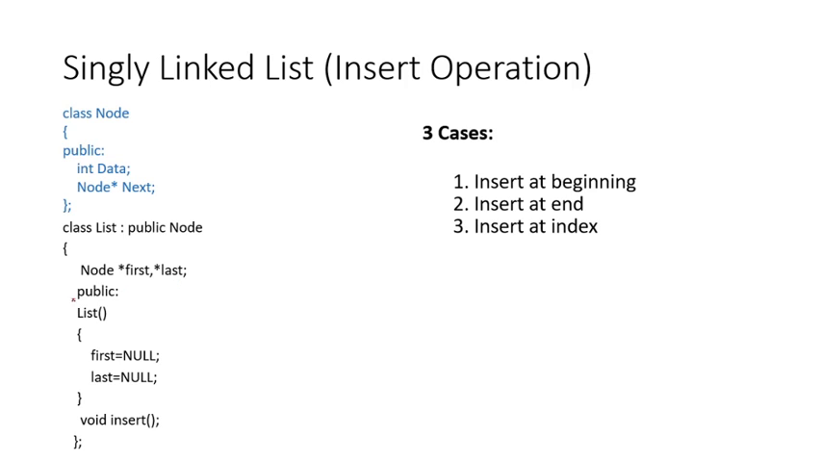Now in the public section, we have to declare the constructor which will do the initialization of these two pointers to the null, and then we have declared the method insert. Now we will see the insertion. There are three cases that we need to consider while doing the insertion of the node in the already existing list. The first is insertion of the node at the beginning, next is insertion of the node at the end, and the third case is insertion of the node at the specified index.